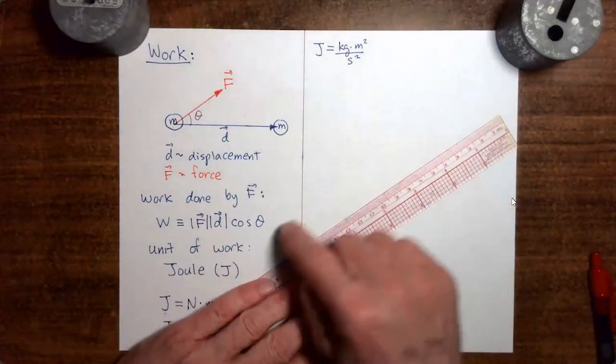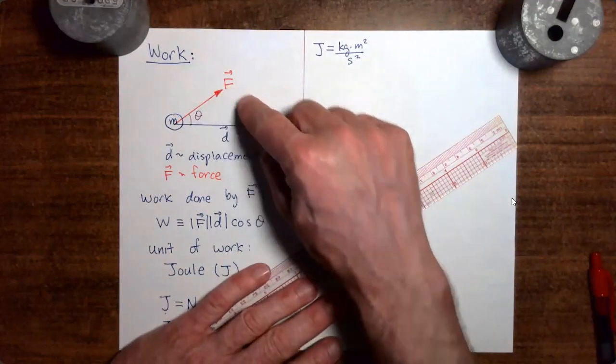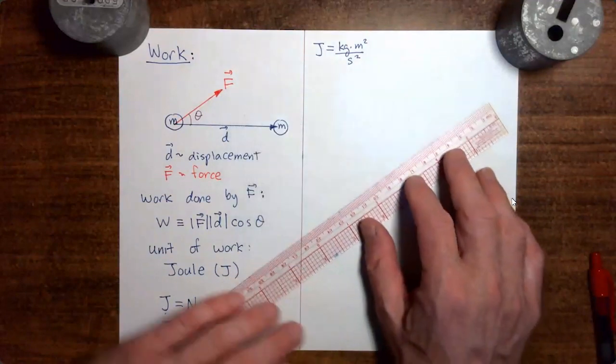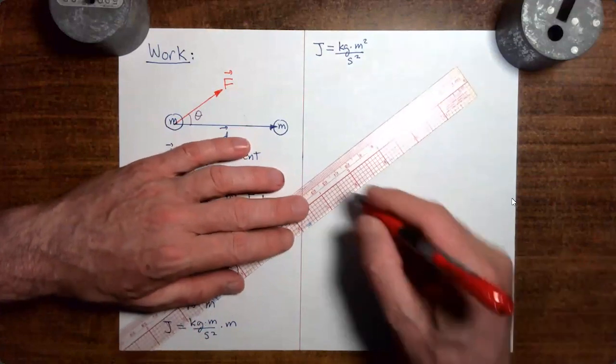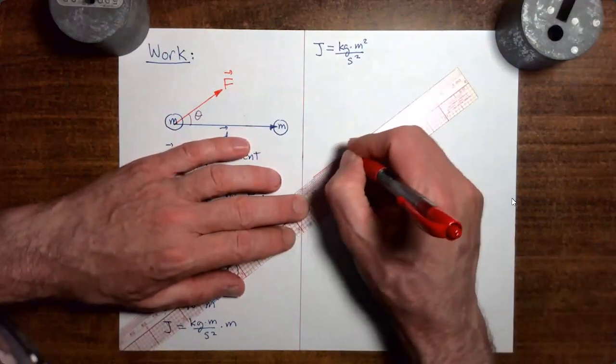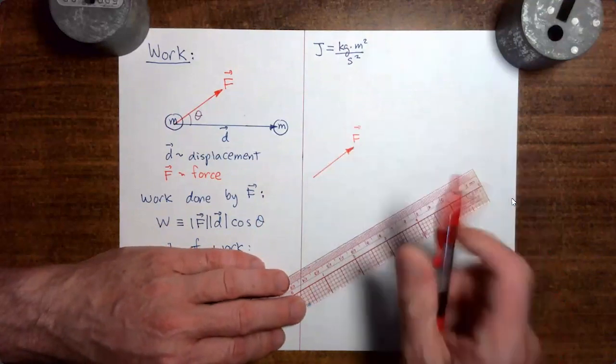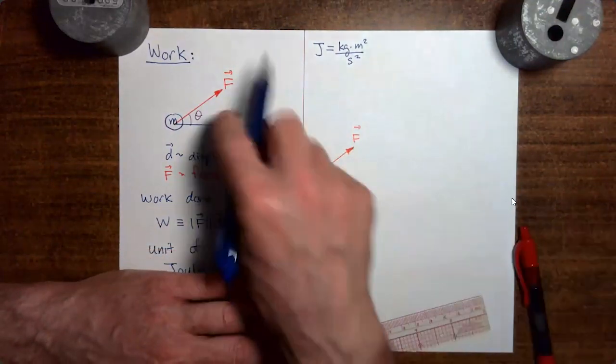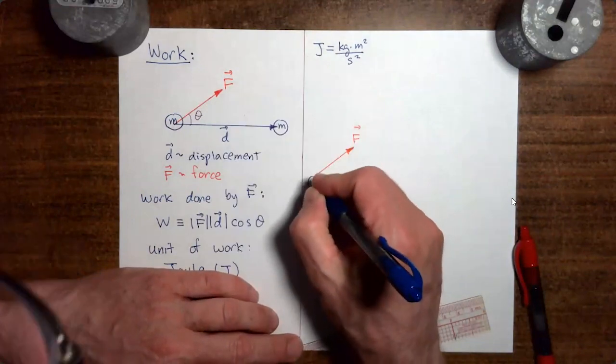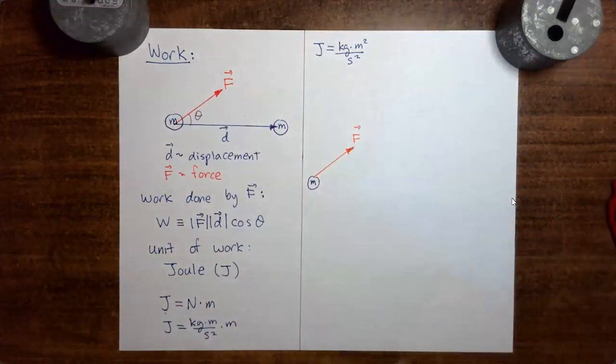Let's start by imagining that we have an acute angle between the force vector and the displacement vector. So I'm going to draw another figure over here illustrating a situation where we have an acute angle between the force vector and the displacement vector. This is already an acute angle, and I'm going to make a fresh figure anyway.